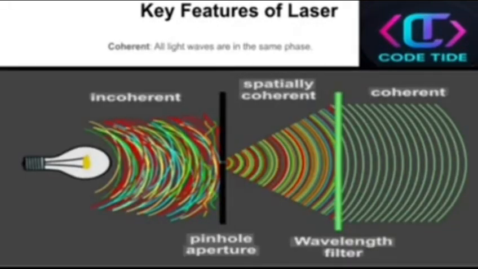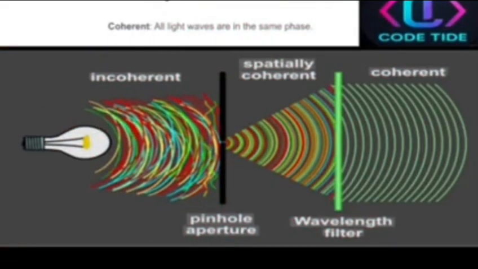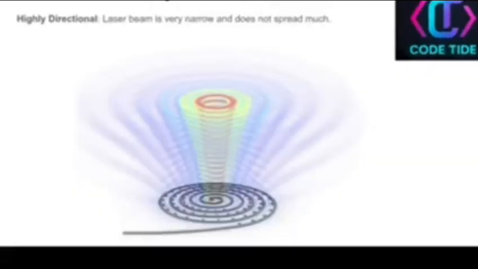Second, coherent. In the figures you can see coherent means that a lot of different color light is simplified into the same phase. So we can define it as: light waves in the same phase are known as coherent. High directional. In the diagram you can see the direction is highly directional.